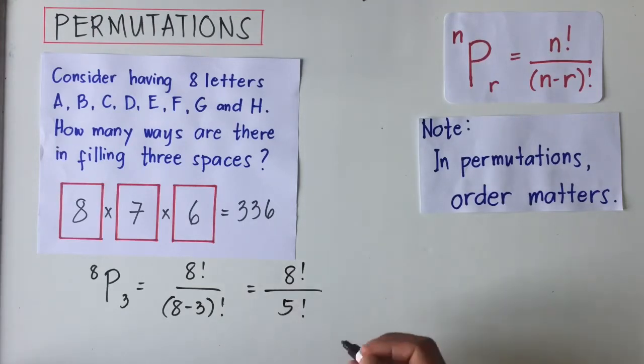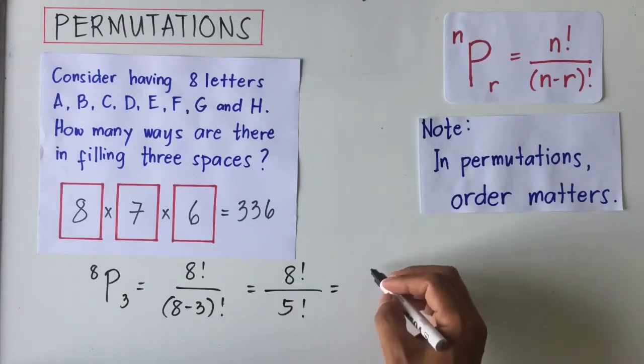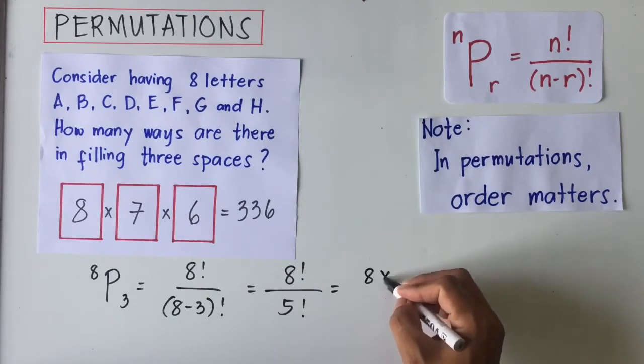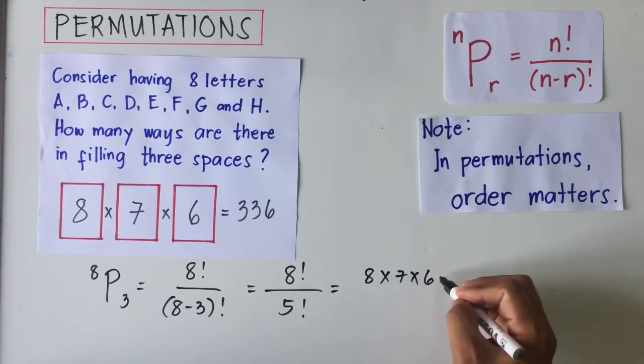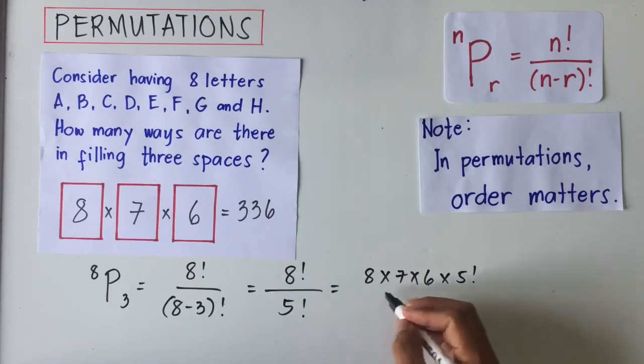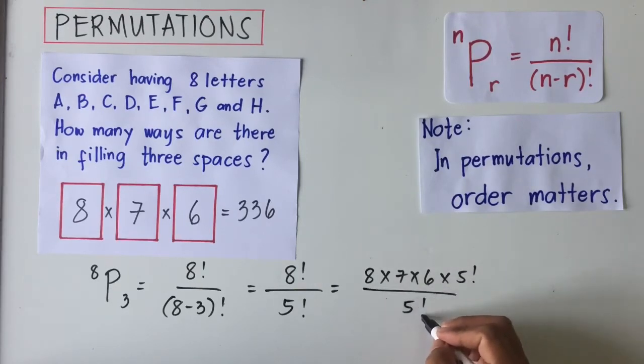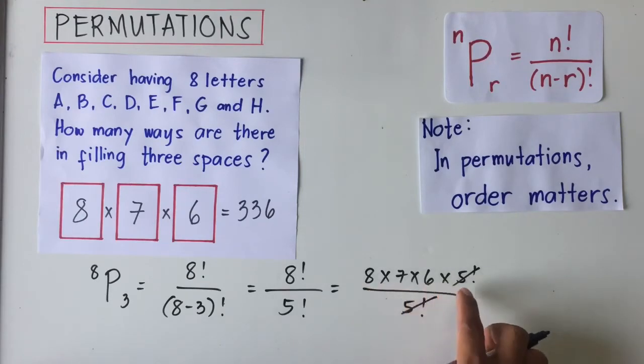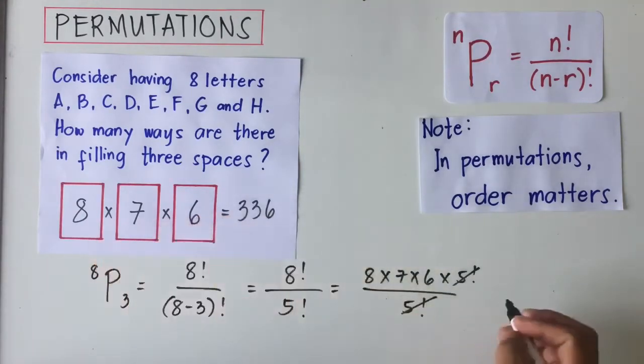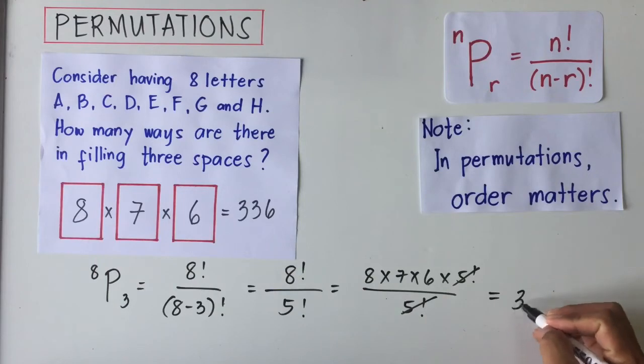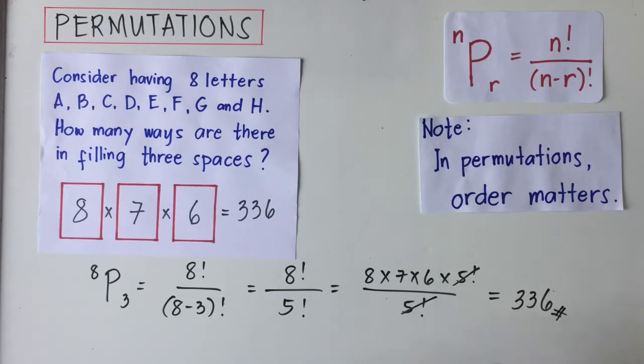Remember our lesson about factorial notation? This can be written as 8 times 7 times 6 times 5 factorial over 5 factorial. Remove this, you will get 8 times 7 times 6, which is the same as this one, which is equivalent to 336. So that is another way on how to solve problems like this using the formula.